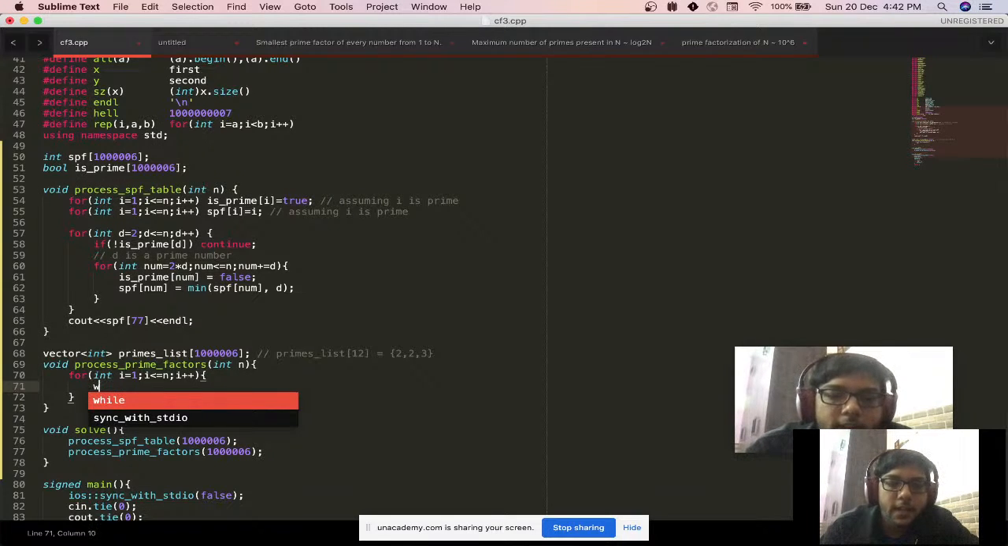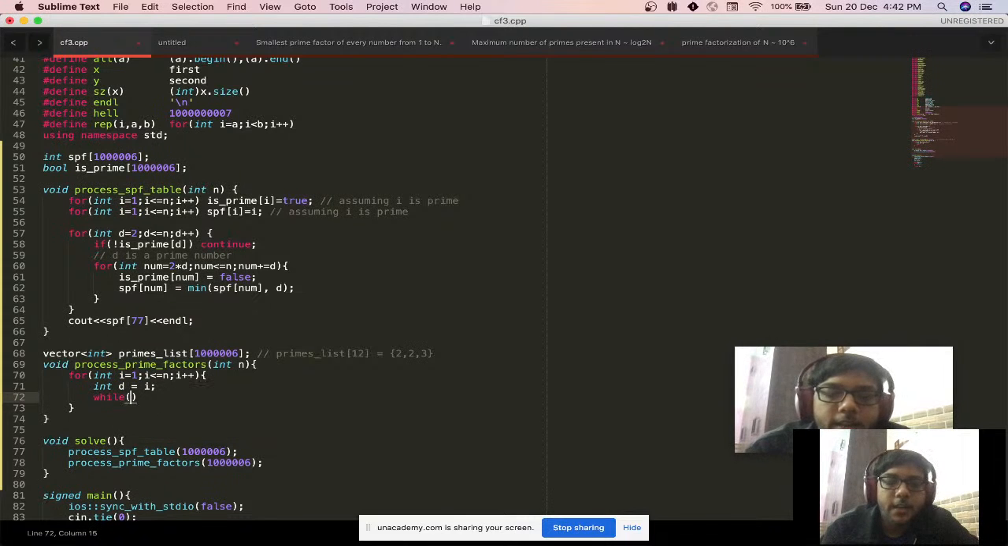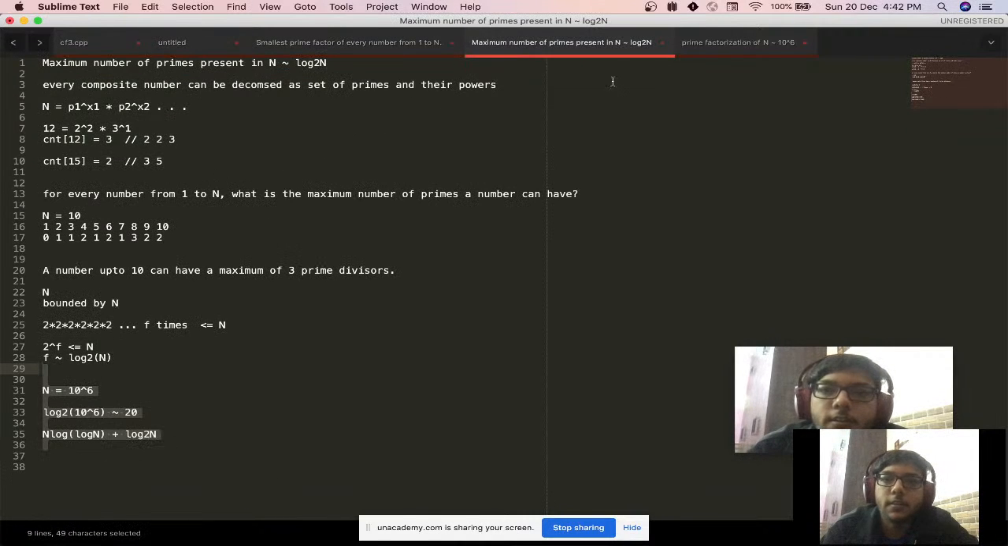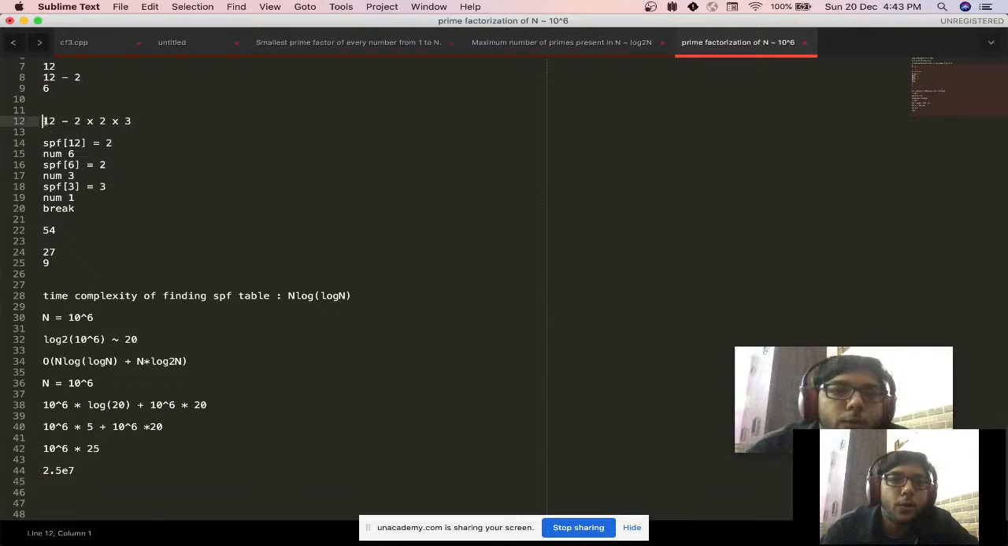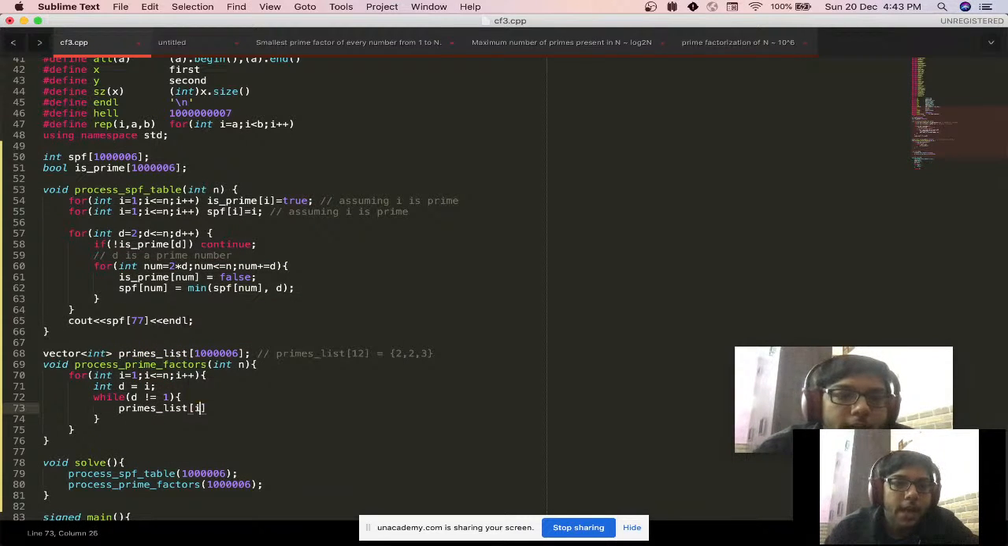So let's say we take another variable d, a copy of the number, and I'm going to say while d is not equal to 1, while the number does not become 1. What we are talking about is prime factorization, right? While 12 does not become 1, we extract the smallest prime again and again, push it to the list, and reduce the number again. So while d does not become 1, primes list of i gets another prime, and that is the smallest prime factor of d.